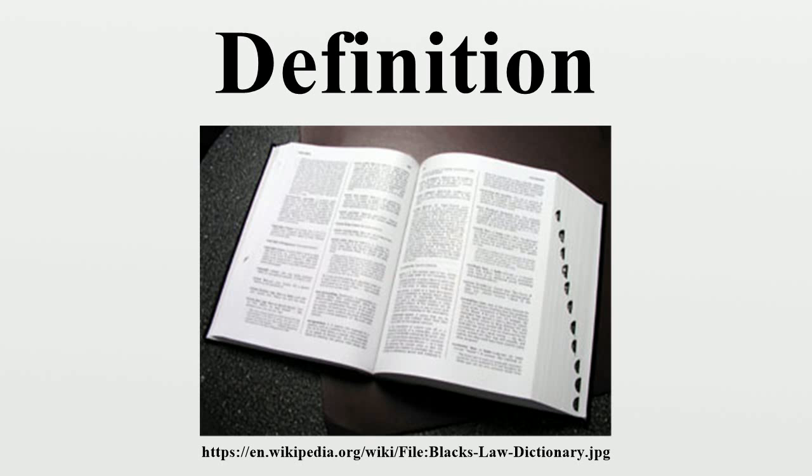For instance, both of these genus-differentia definitions of square are equally acceptable. A square: a rectangle that is a rhombus. A square: a rhombus that is a rectangle. Thus, a square is a member of both the genus rectangle and the genus rhombus.